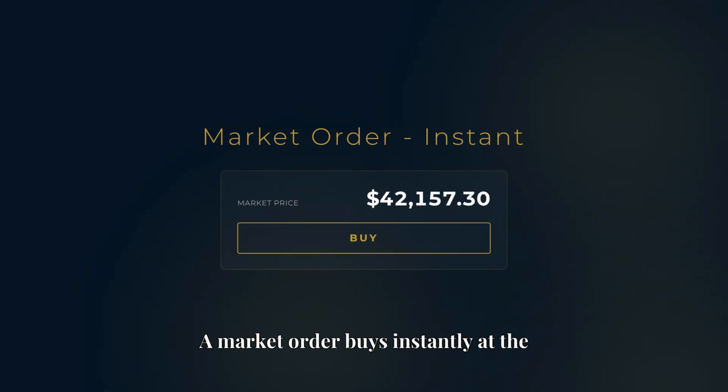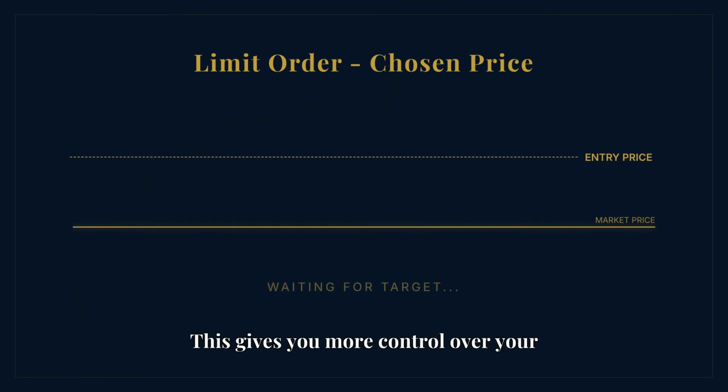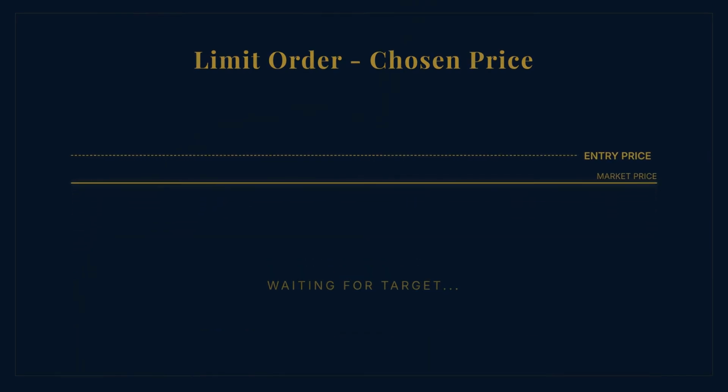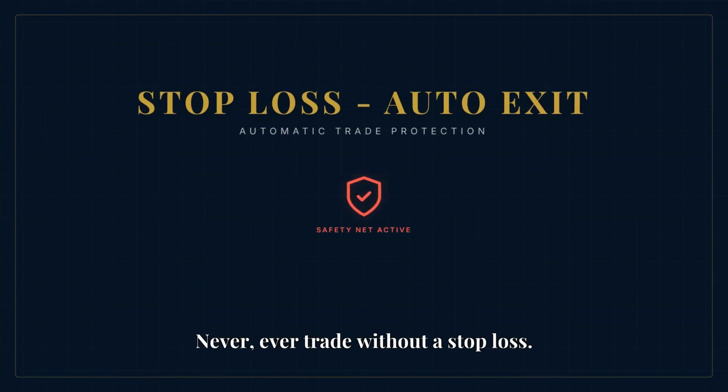A market order buys instantly at the current price. A limit order buys only at a price you choose. This gives you more control over your entry. A stop loss automatically closes a losing trade. Never ever trade without a stop loss.